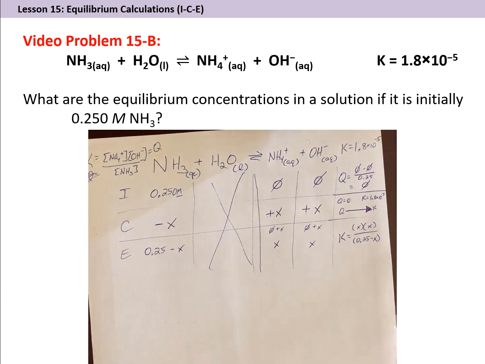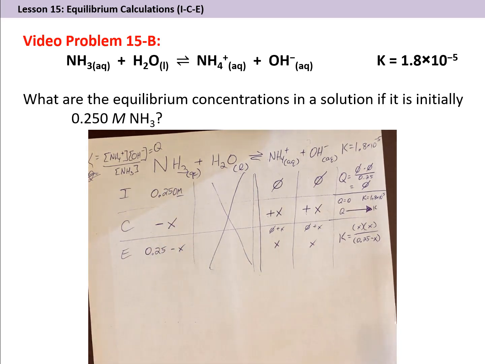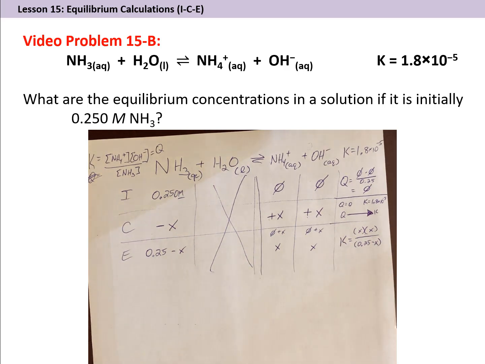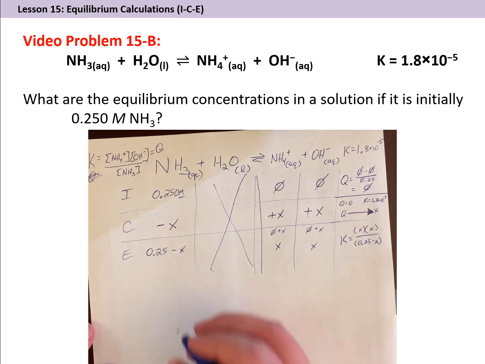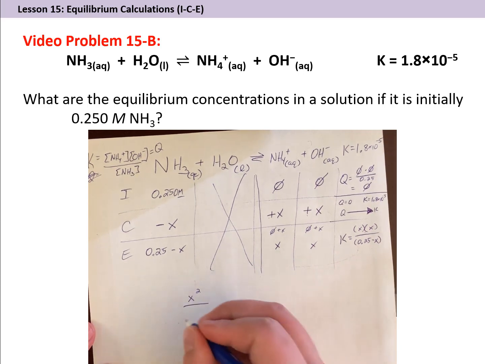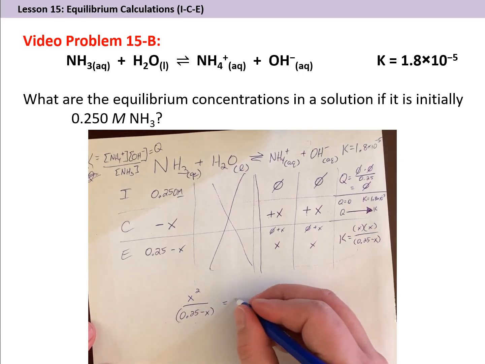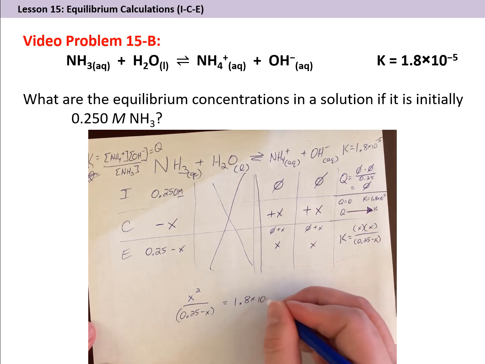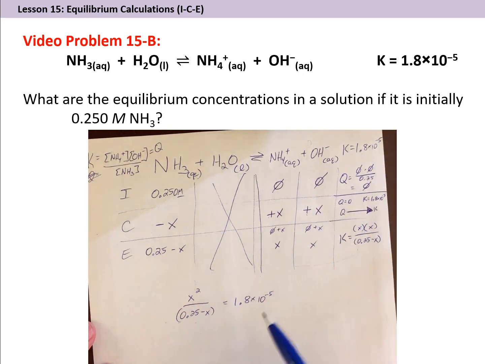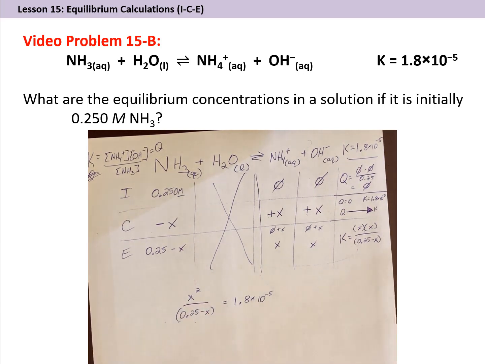Products over reactants. Nothing's raised to a power because I have no 2s or 3s in the coefficients. The problem we did on the other video had coefficients, so we had to square things. If we don't have to, we don't. All right, so that's what K is. So I can say that'll be X squared over 0.25 minus X equals 1.8 times 10 to the minus 5. Okay. A lot of people forget that we know what K is, so we can add that in. Now we have an equation.